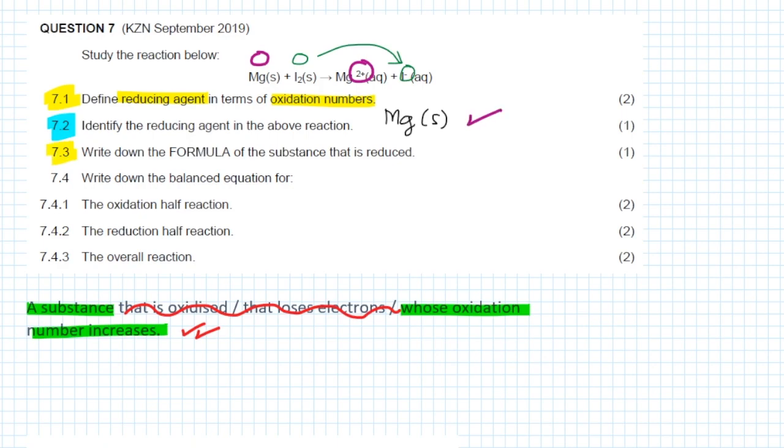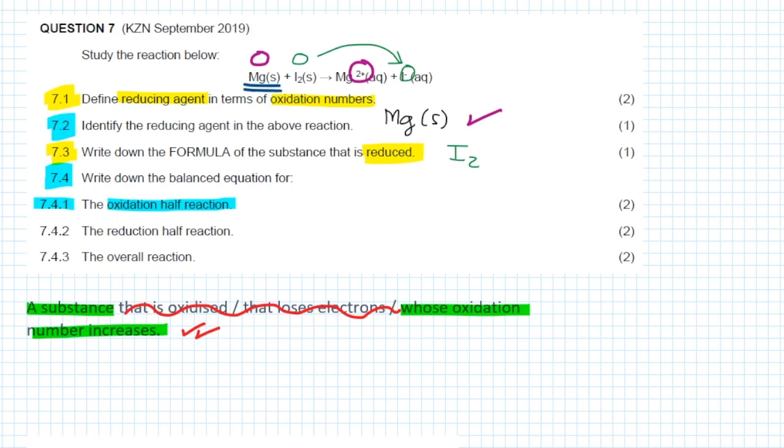Question 7.3 says, write down the formula of the substance that is reduced. So we have the reducing agent, it is magnesium, and we just identified that iodine, I2, is the substance that is being reduced because its oxidation number goes from 0 to something more negative. It gains electrons. 7.4 says, write down the balanced equation for 7.4.1, the oxidation half reaction. Which substance is being oxidized? The substance being oxidized is magnesium.